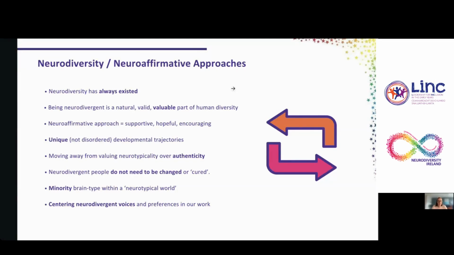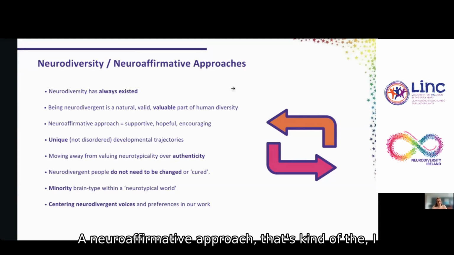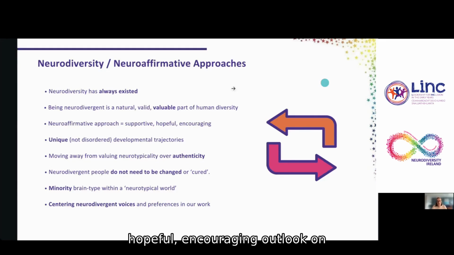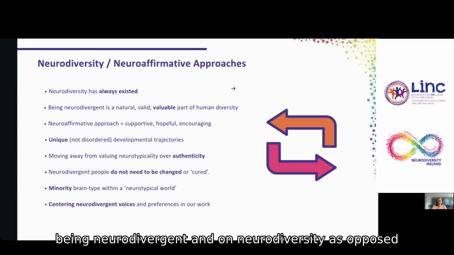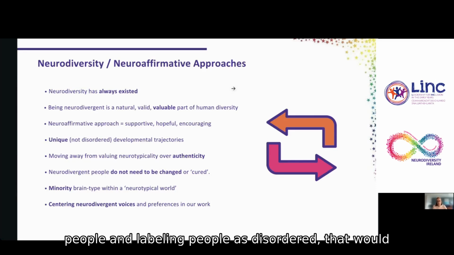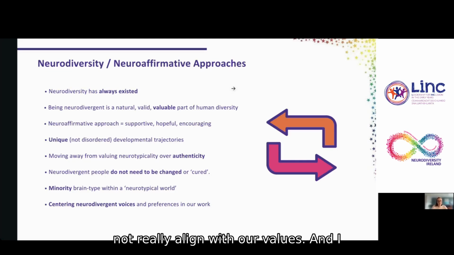A neuroaffirmative approach, that's the overarching piece of the work that we do, but really that's just having a more supportive, hopeful, encouraging outlook on being neurodivergent and on neurodiversity, as opposed to a medical model looking at fixing people and labeling people as disordered. That would not really align with our values.